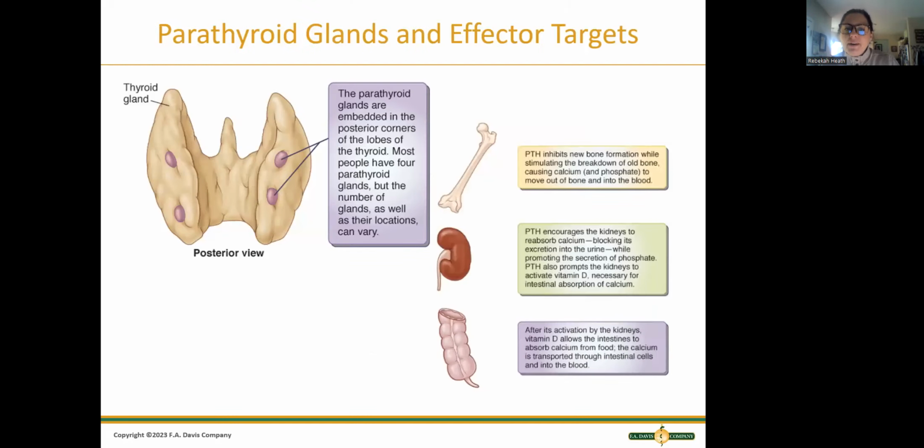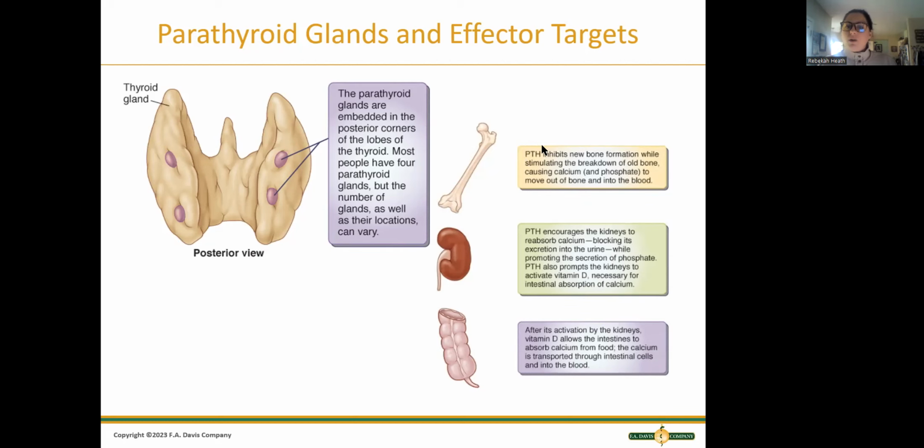All right, then the parathyroid gland. So you see these little purple dots? Those are the parathyroid glands. This is the thyroid gland. We're kind of looking at it from the back, looking forward. Most people have four, and they sit around the lateral area. It can be different from person to person. But they produce PTH, parathyroid hormone.